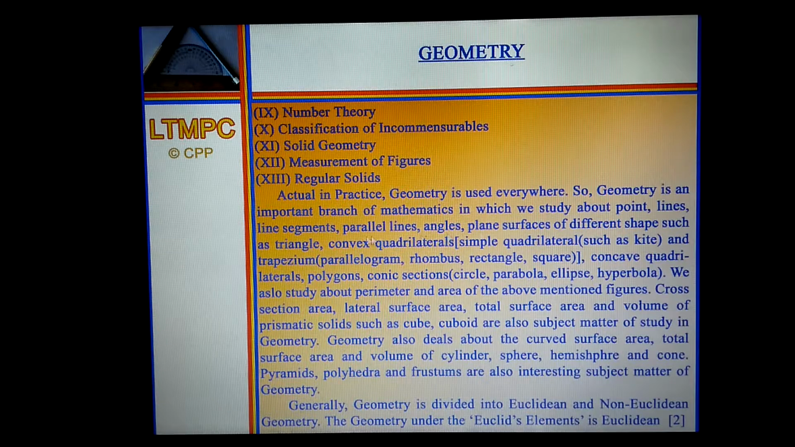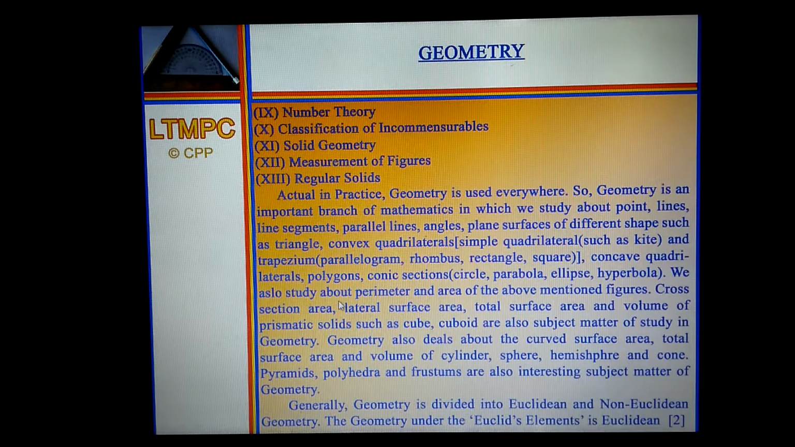So, geometry is an important branch of mathematics in which we study points, lines, line segments, parallel lines, angles, plane surfaces of different shapes such as triangles and convex quadrilaterals. In convex quadrilaterals, simple quadrilaterals such as kite and trapezium. In trapezium, parallelogram, rhombus, rectangle and square are studied. Concave quadrilaterals, polygons, conic sections such as circle, parabola, ellipse, hyperbola.